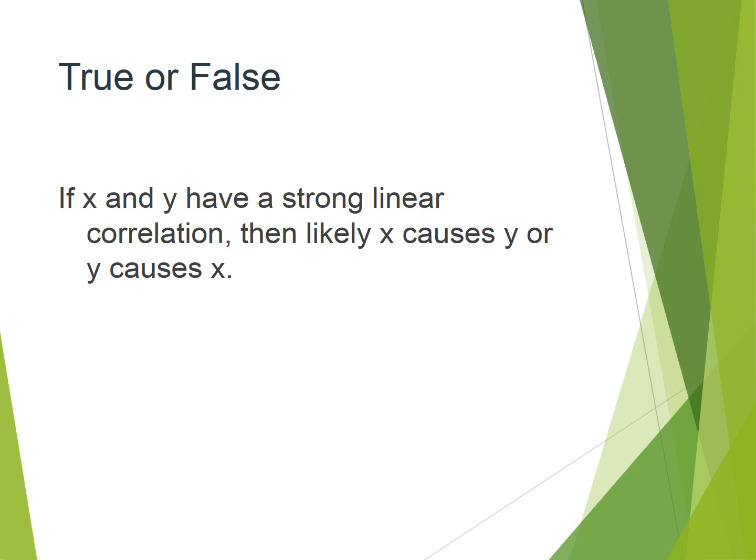So true or false: if X and Y have a strong linear correlation, then is it likely that X causes Y or Y causes X? Think about this for a minute.